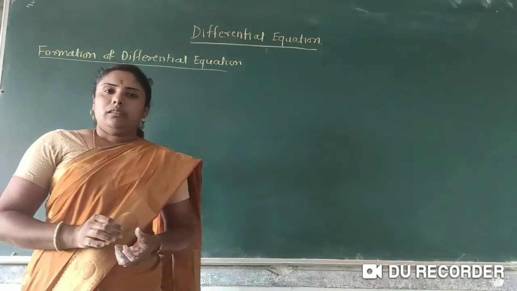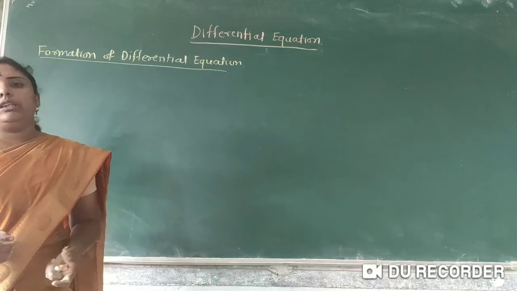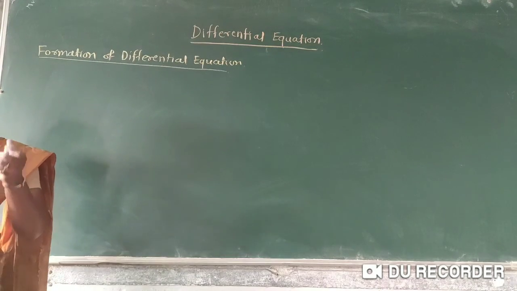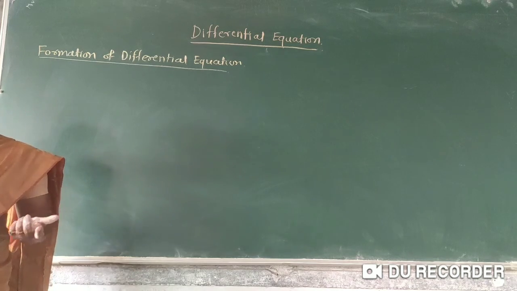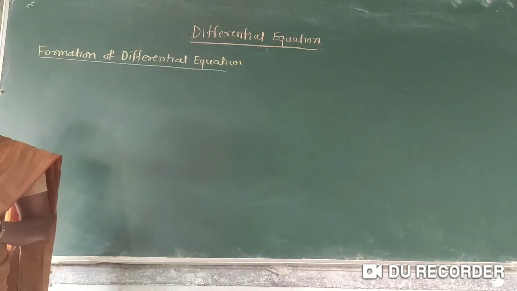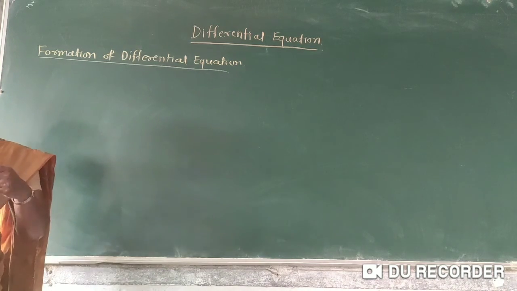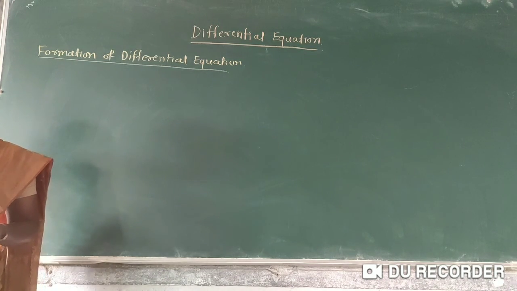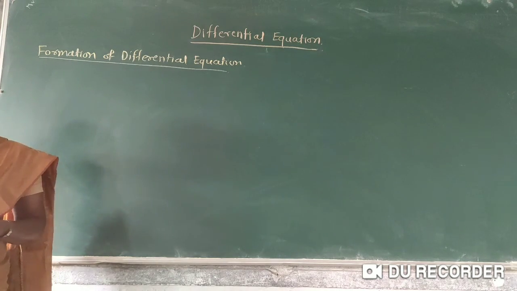If the given equation contains one arbitrary constant, then we can differentiate one time, then we can eliminate this arbitrary constant and form the differential equation. If the equation contains two arbitrary constants, then we differentiate this equation two times. In this way, if the equation contains n arbitrary constants, then we differentiate n times, then we eliminate the arbitrary constants. In this way, we have to form the differential equation.